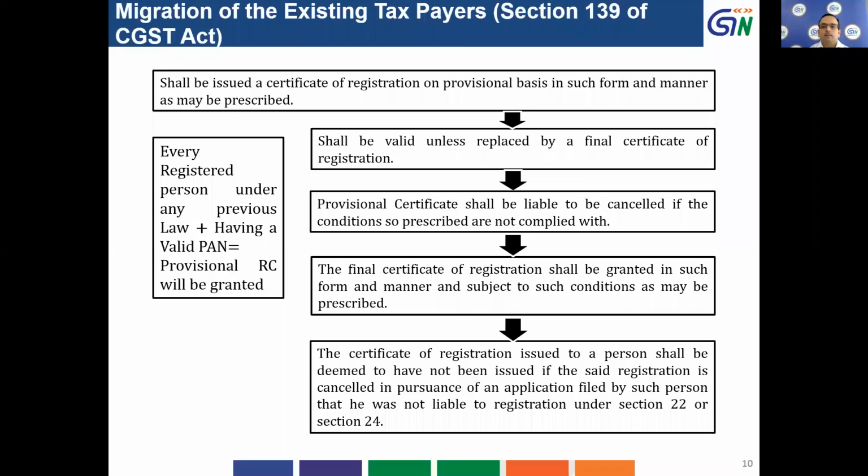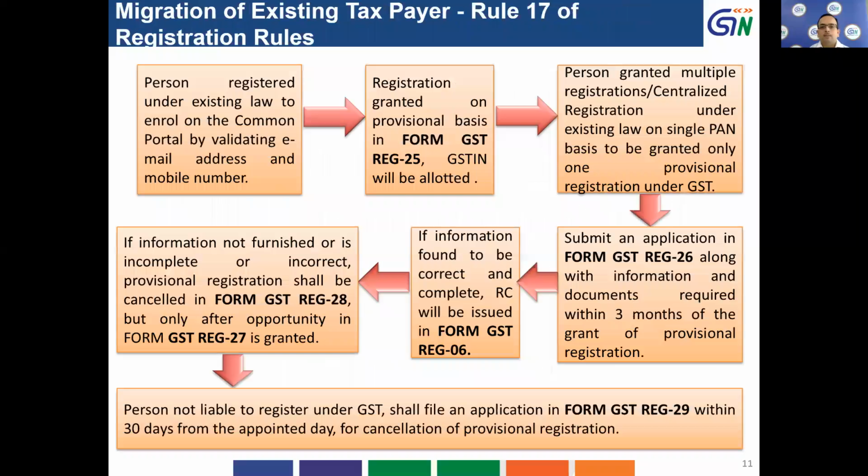Now, that's what Rule 17 of the registration rules speaks about. Persons registered under the existing law have to enroll on the common portal, that is www.gst.gov.in. As you know, this exercise started from 8th of November 2016 and continued till 30th April 2017. Again, a window was opened from 1st of June 2017 till 15th of June 2017. And the third time window is going to open from 25th June 2017.